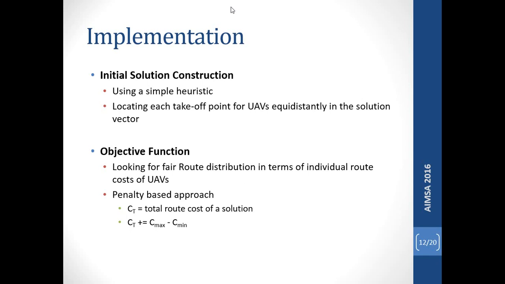And normally, searching for the best route for a UAV typically means searching for the shortest route. But for a multi-UAV system, the total travel cost is considered to be the minimum. In addition to that, this study is looking for fair route distribution in terms of individual route costs of UAVs. I mean, our study does not focus only on minimizing the total travel cost for the multi-UAV system.